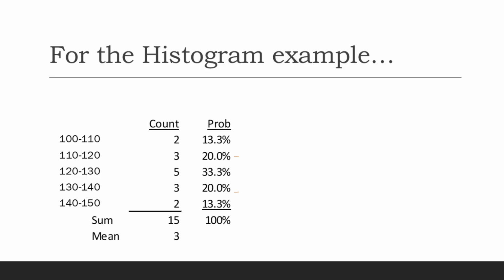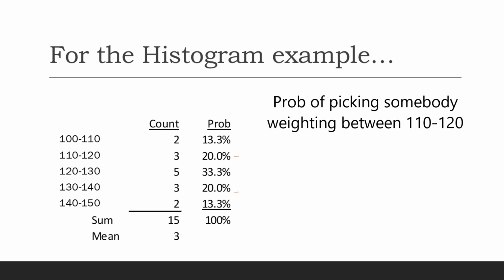Using our histogram, we can make probability statements like if we have 15 people in our data set and 3 people weigh between 110 to 120 pounds, then the probability of picking someone in that range is 3 out of 15 or 20%.